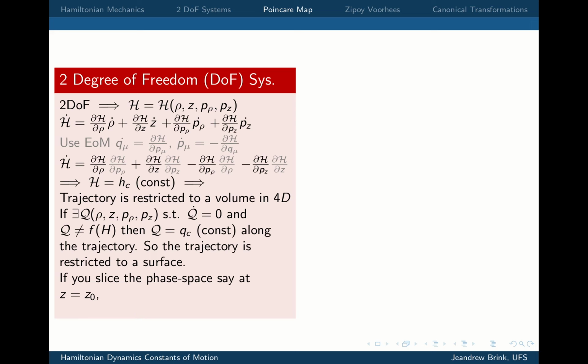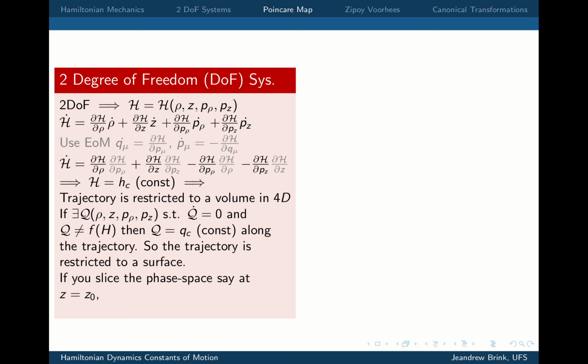Say, suppose you put in a slicer, and I say, I want to look at this 4-dimensional surface in 4-dimensional space whenever it crosses the plane z equals 0. What I then do is I'm either not going to cut the surface, or I'm going to cut the surface in a closed curve.